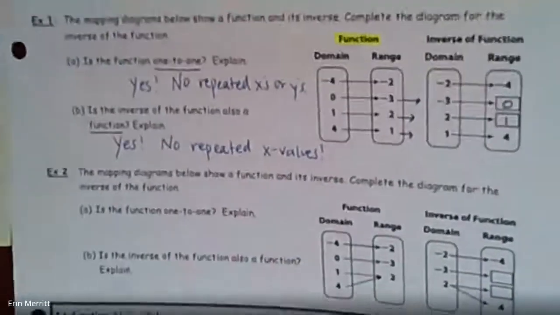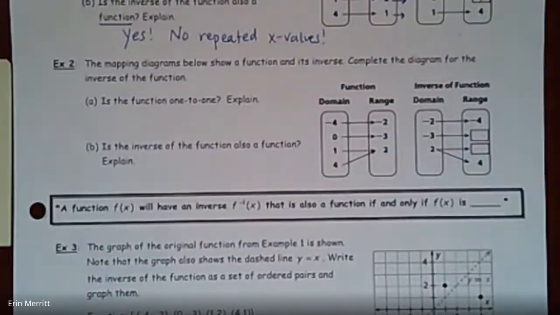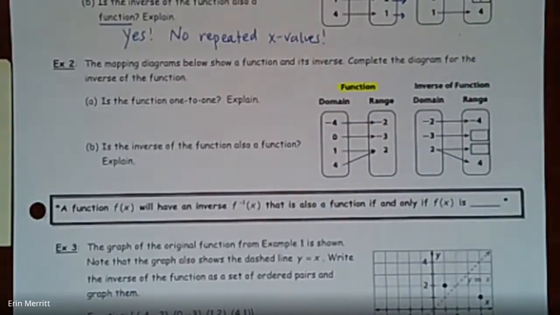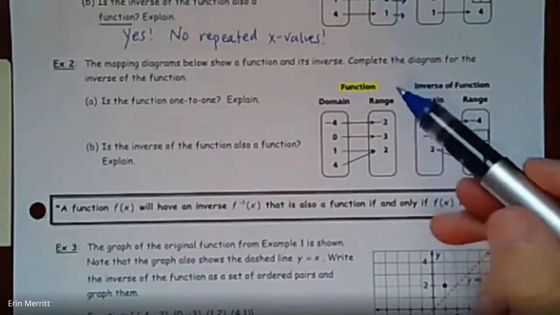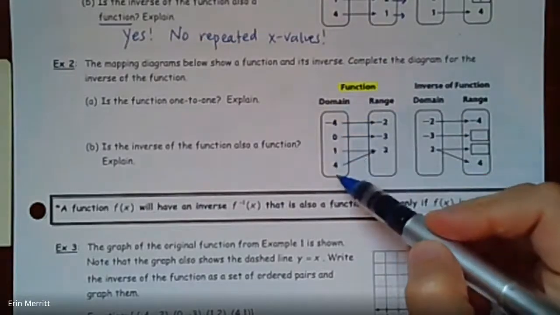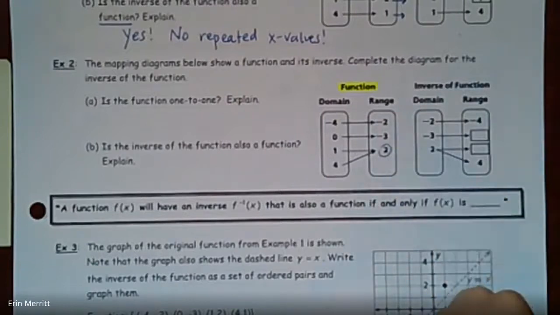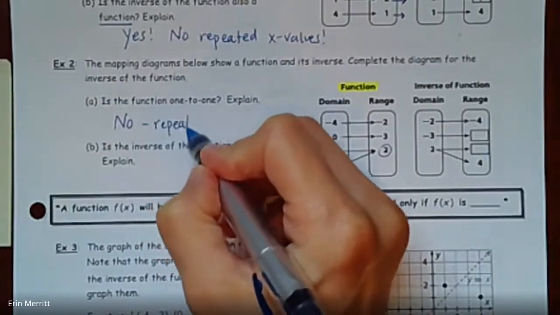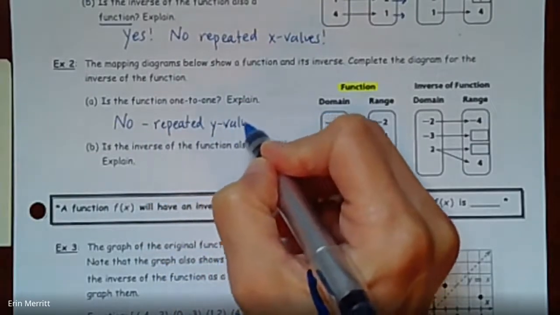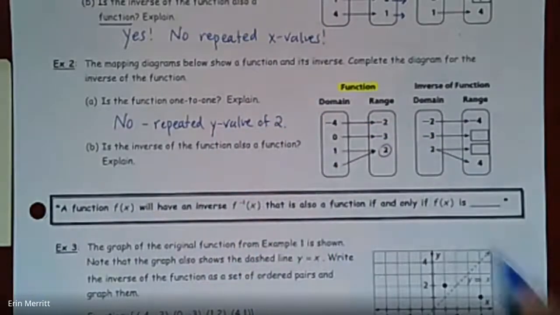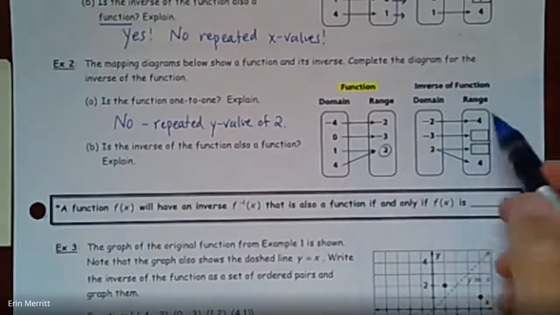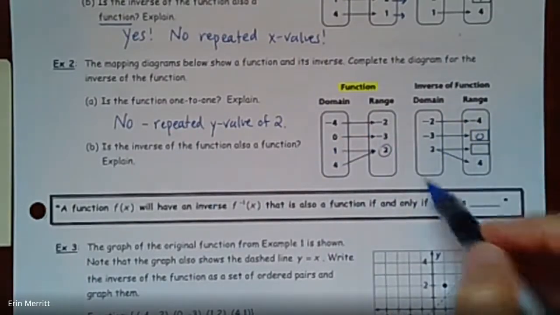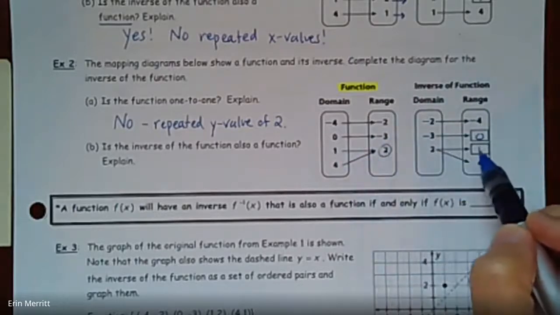Sliding on to the next one, it says the mappings below show a function and its inverse. So again, here's your original function, and then the inverse over here will fill in some blanks. The first question just asks, is the function 1-to-1? So here, all different x's, but I've got a repeated y value. So the answer is no, right? Because you've got the repeated y value of 2. So 1 goes to 2, 4 goes to 2. If you now fill in the blanks over here, since 0 went to -3, -3 goes back to 0. Since 1 went to 2, 2 should go back to 1.